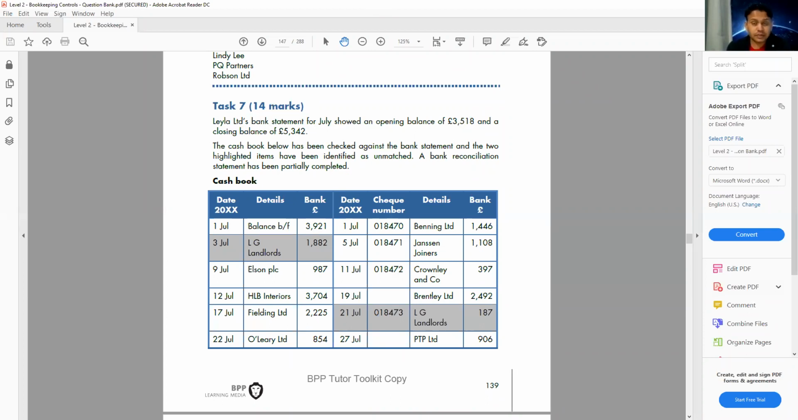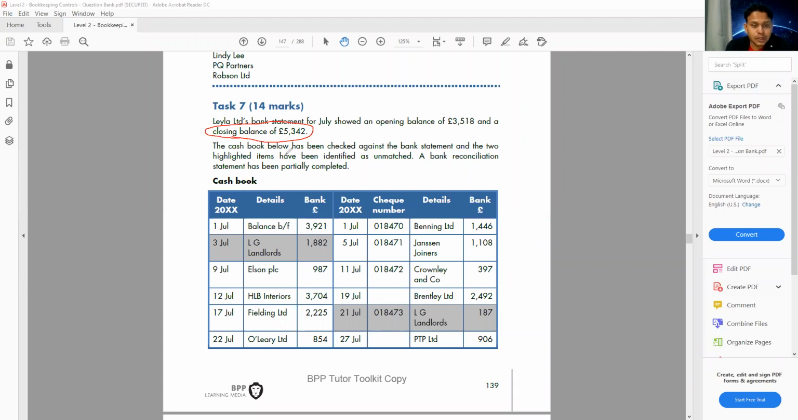Remember, when this type of question comes, you have to pick the closing balance. Never take the opening balance, because on the bank, when you do the reconciliation, you always take the closing balance. You always pick the closing balance for the bank reconciliation. So we have this one. This is our closing balance for the bank statement.